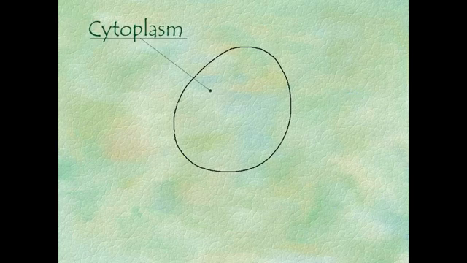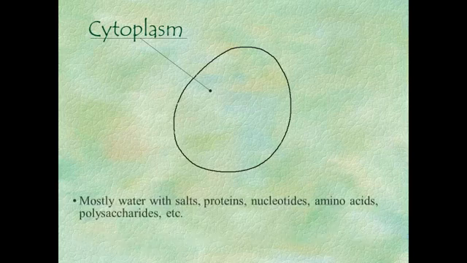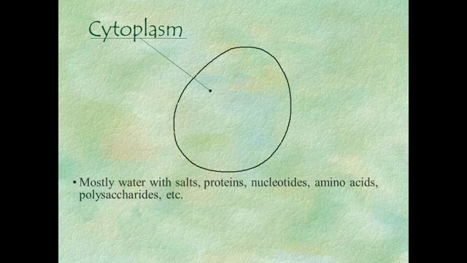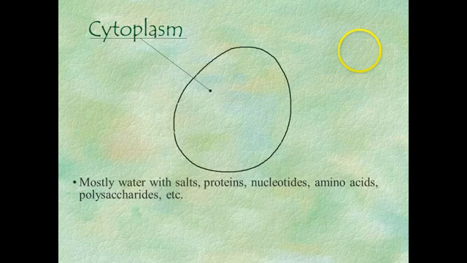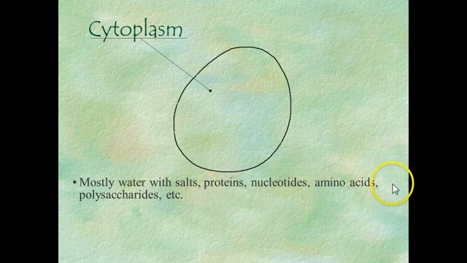And it's made of something that we call cytoplasm. Now, cytoplasm, as I just said, is mostly water. It also contains a number of different types of salts, some proteins, some nucleotides, some amino acids, polysaccharides, and so forth. One of the main jobs that all cells do is make proteins. So if you're going to make proteins, it's important that you have the building blocks that proteins are made of, and those, of course, are amino acids.